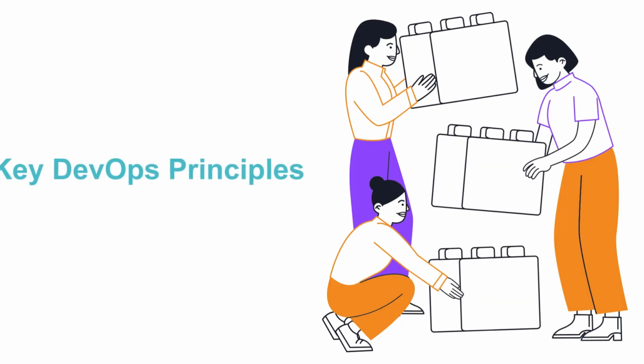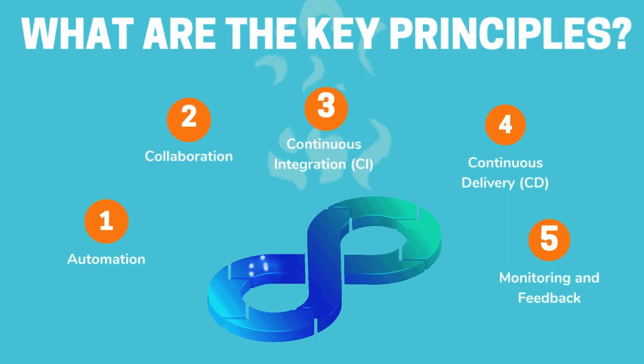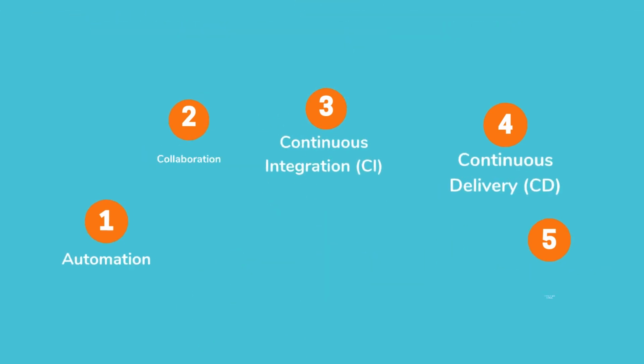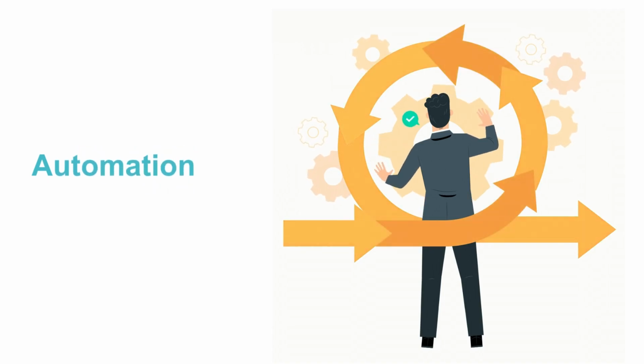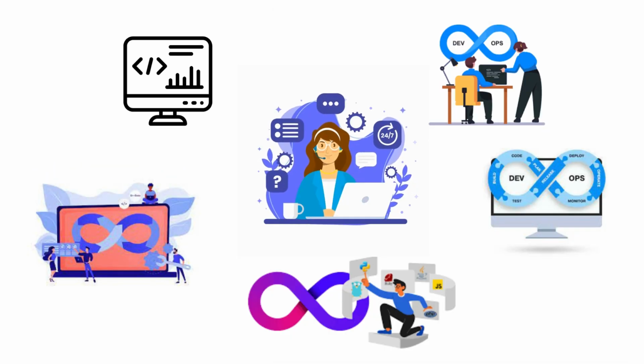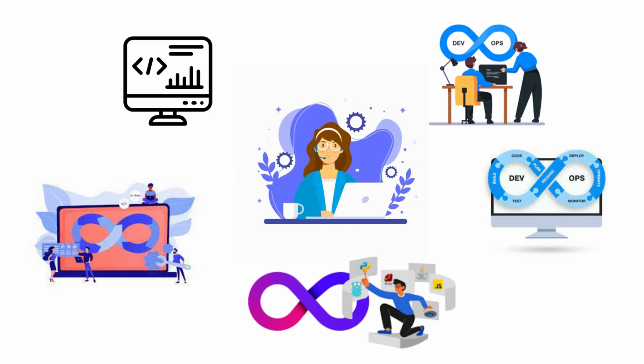Now let's dive into the fundamental principles of DevOps that make it all work. These principles are like the building blocks of DevOps. So let's begin with principle 1, automation. Automation means using tools and scripts to do tasks without manual intervention. Think of it like your digital assistant that makes things faster and more consistent.